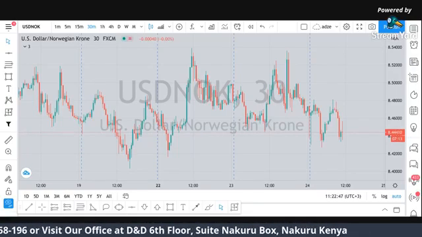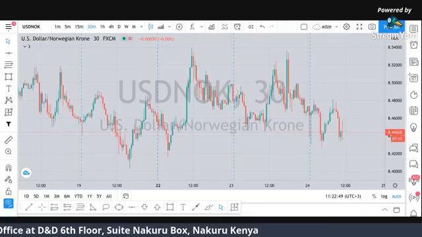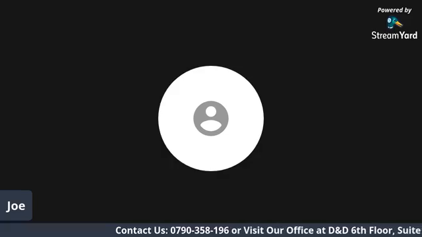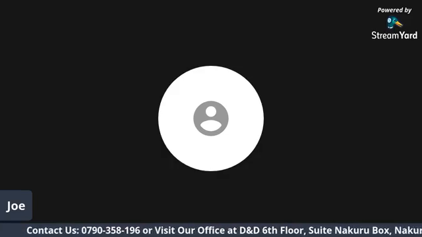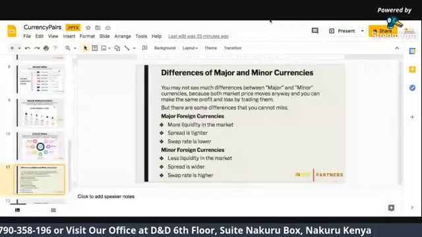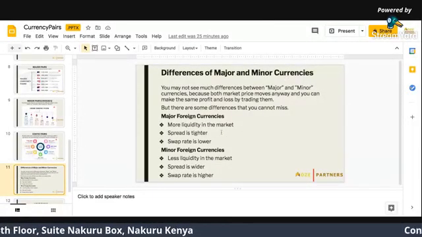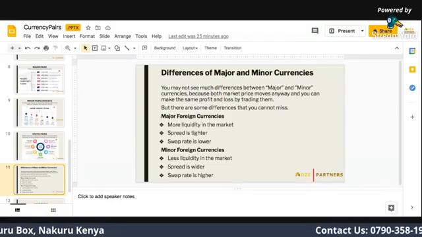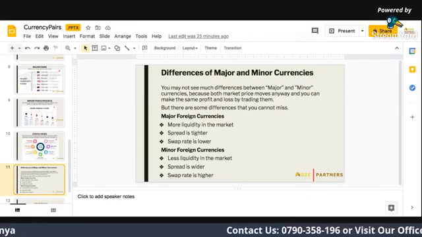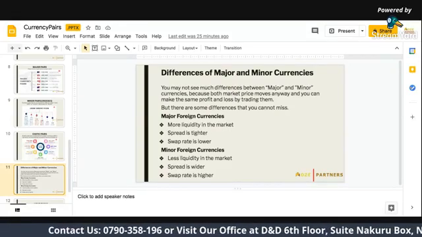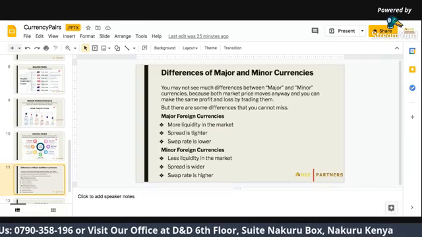Major currencies. The major difference is that major currencies are more liquid in the market. Let me share the notes. Yes. The spread is tighter, the spread is small. The swap rate is lower. The swap rate is the charge that your broker is charging you for holding a trade for more than a day.